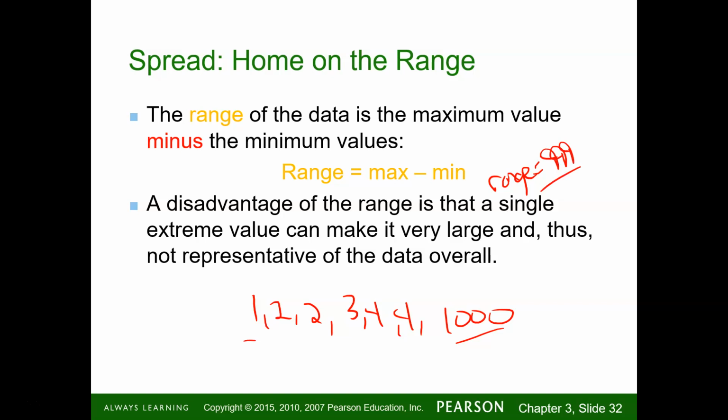But that doesn't really tell us the whole story, because this 1,000 is throwing that off and making the range huge. Most of the data is between 1 and 4. So 1 and 4 is more like a true range, like 3. But this is throwing it off, and that's why range is bad if you have a very large or big number that's not part of the normal data.